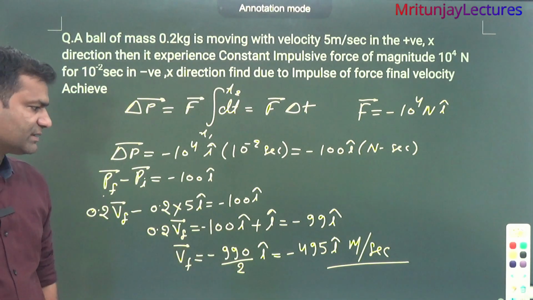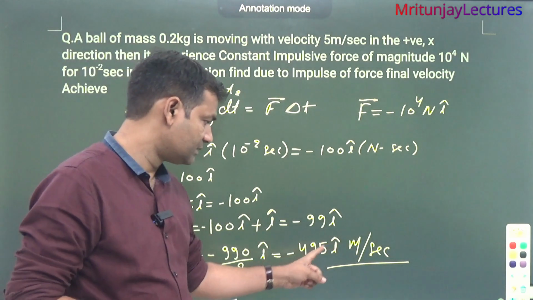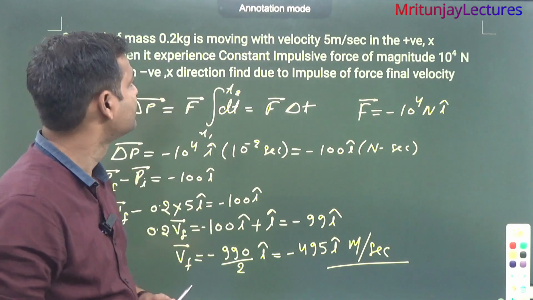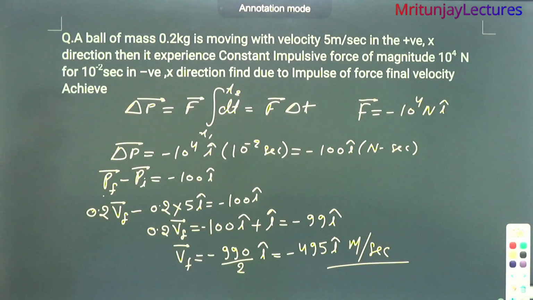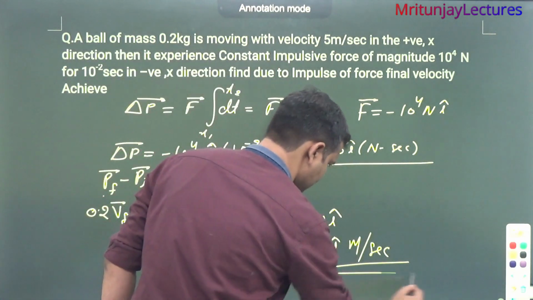It is in the negative x direction, with a speed of 495 meter per second. Very large speed as compared to the initial one. Okay, so the impulse is like that and the final velocity is like that.